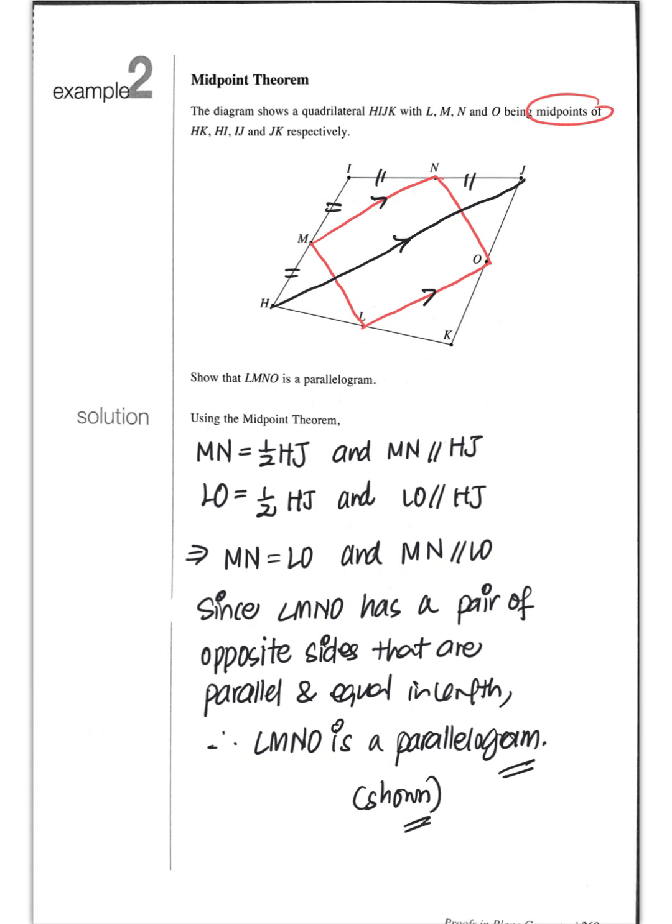Okay, so to show a quadrilateral is a parallelogram, you just need to show that the two opposite sides are parallel and of equal length. You don't have to show 4 sides. You just need to show 2 opposite sides are parallel and equal in length, because the other 2 will naturally fall in place. Okay, right.